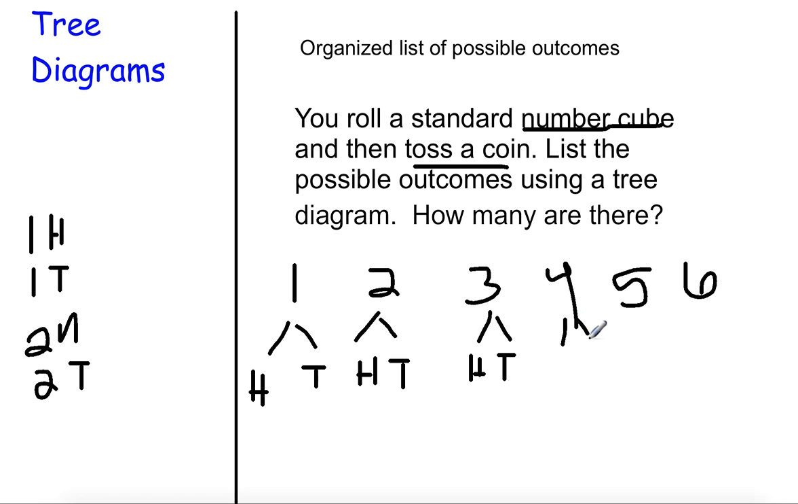So again, each one of these would have a head and a tail, and a head and a tail, and again a head and a tail. So to count your possible outcomes, this would be 1, 2, 3, 4, and so on. So the fastest way is just to count the bottom. You have 1, 2, 3, 4, 5, 6, 7, 8, 9, 10, 11, 12 possible outcomes.